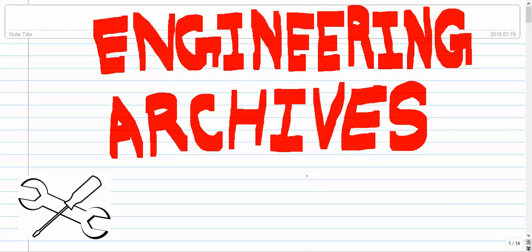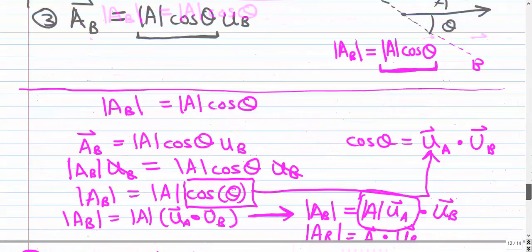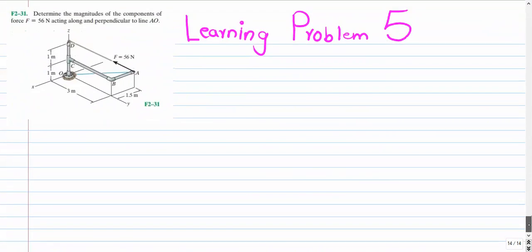In this video, we are going to look at learning problem number 5 for this chapter, dot products. So this problem says, determine the magnitude of the components of the force F, which is equal to 56 newtons, acting along and perpendicular to the line AO.